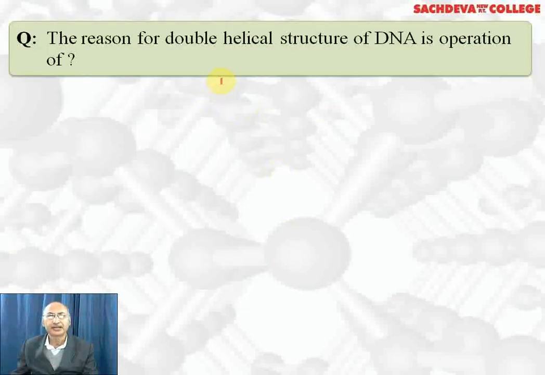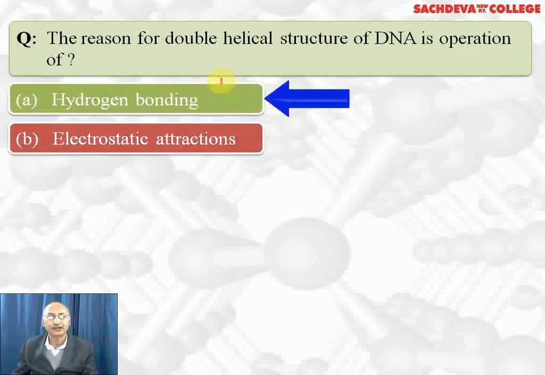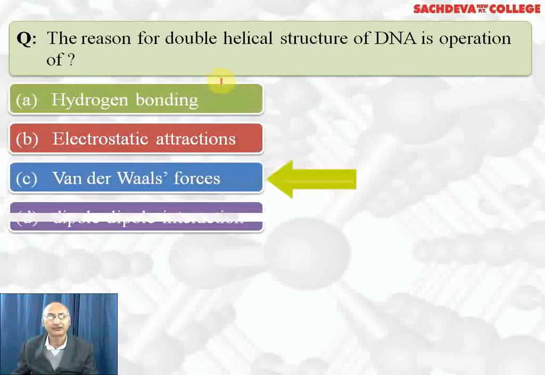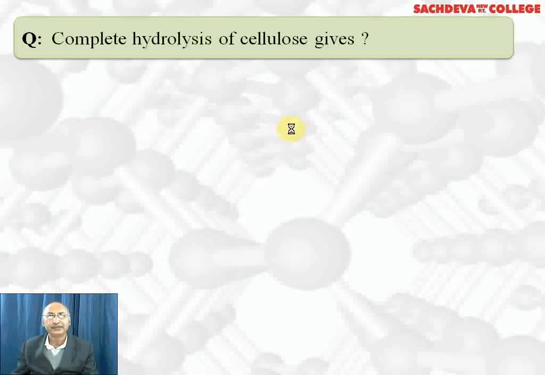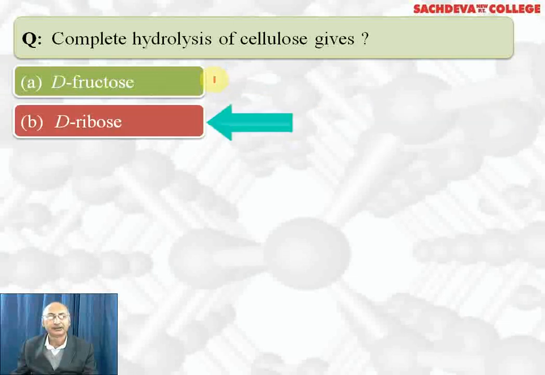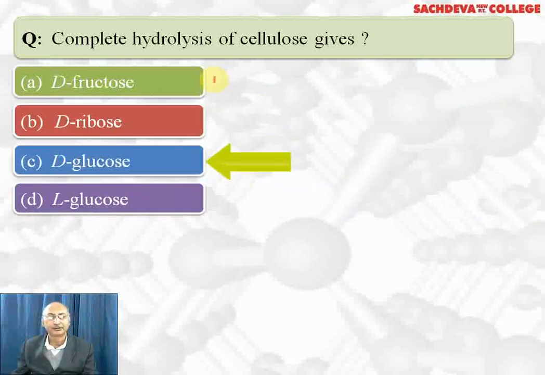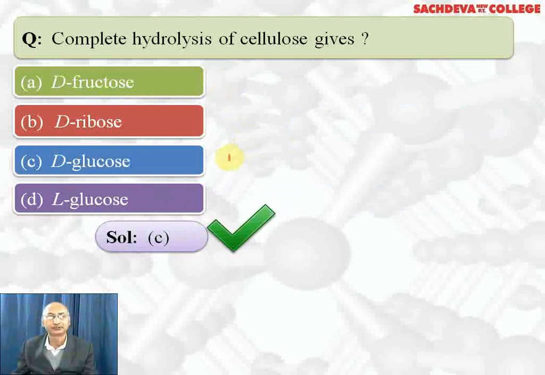The reason for double helix structure of DNA is operation of hydrogen bonding, electrostatic attraction, van der Waals forces, or dipole-dipole attraction. Correct answer is hydrogen bonding. Hydrolysis of cellulose gives D-fructose, D-ribose, D-glucose, L-glucose. Correct answer is C part, D-glucose. Cellulose is a linear chain polymer of D-glucose.